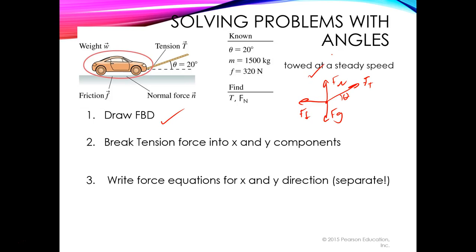In this case, our normal force lies on an axis, our frictional force lies on the x-axis, and the force of gravity lies on the y-axis. So the only one that is at an angle to the axis is actually our force of tension. So we want to break that force of tension up into different components.